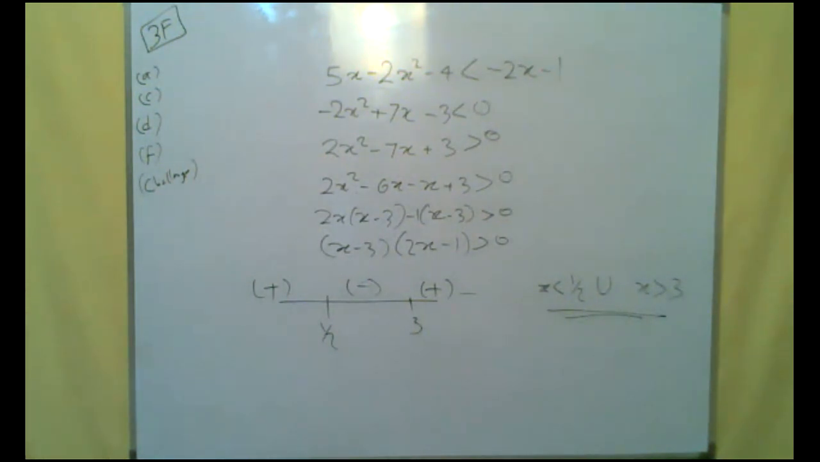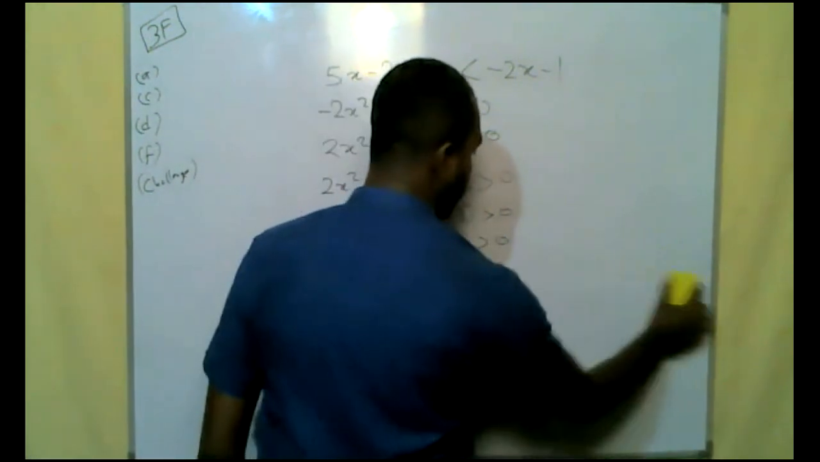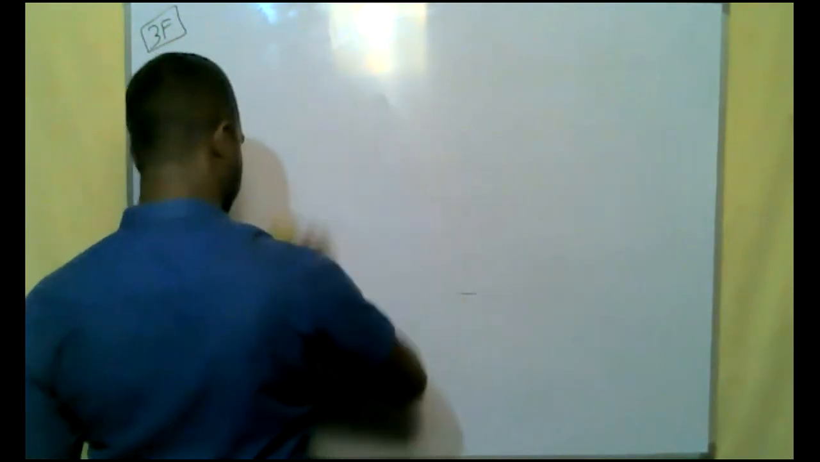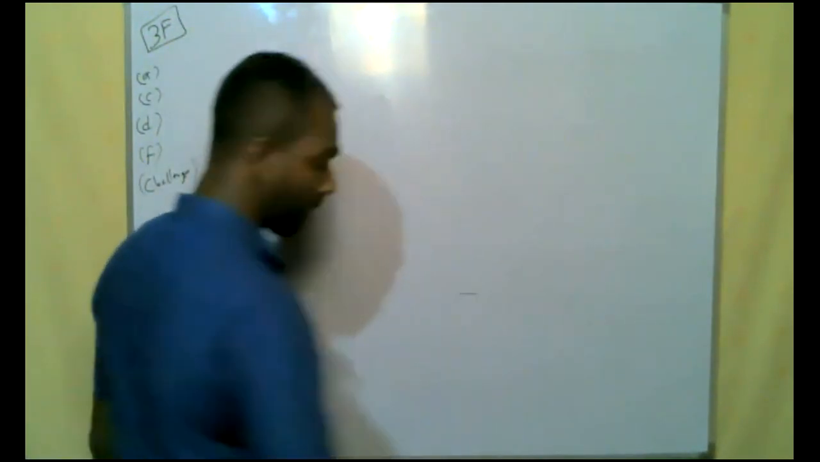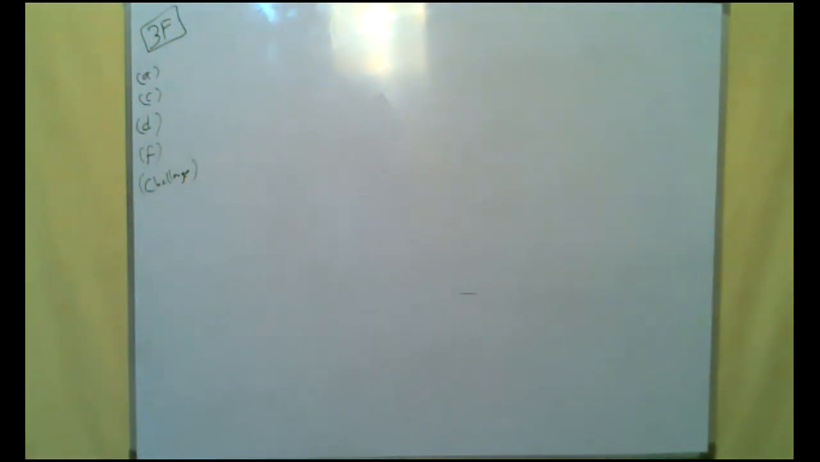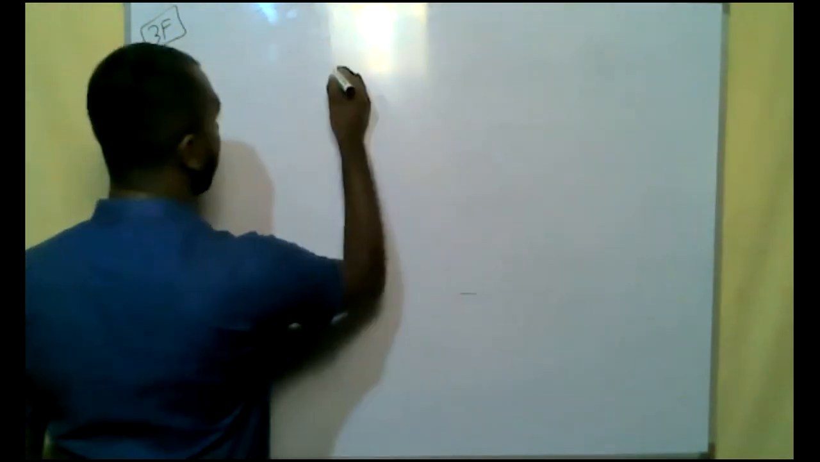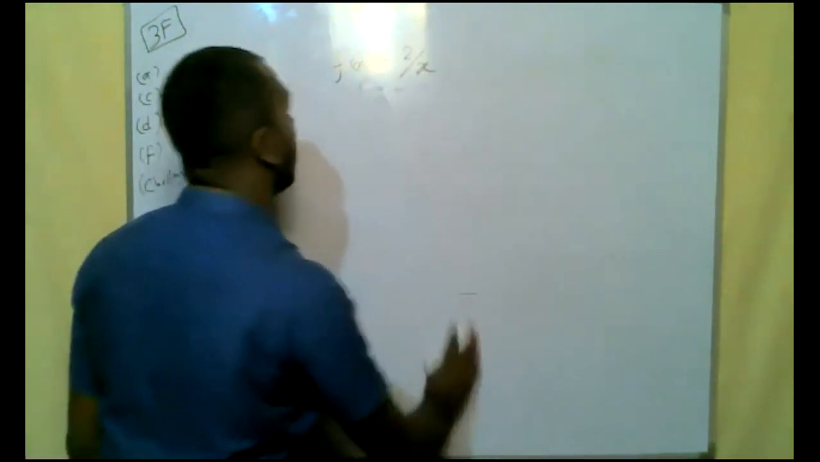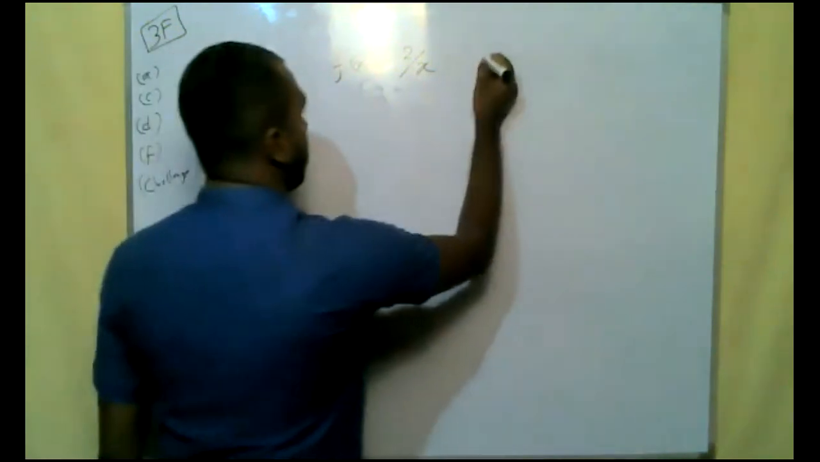Okay. D. What is it about D? We did a similar one last day also. If f(x) is 2 over x. And they say x is not equal to 0 as well.